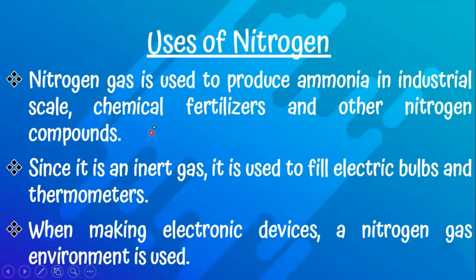Uses of nitrogen. Nitrogen gas is used to produce ammonia in industrial scale chemical fertilizers and other nitrogen compounds. Since it is an inert gas, it is used to fill electric bulbs and thermometers. When making electronic devices, a nitrogen gas environment is used.